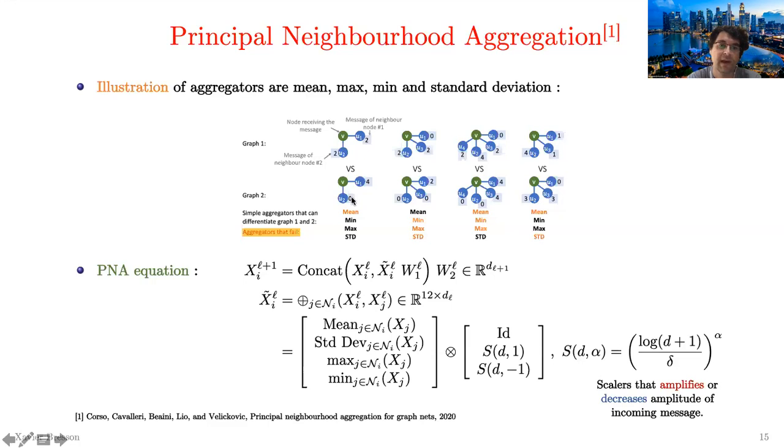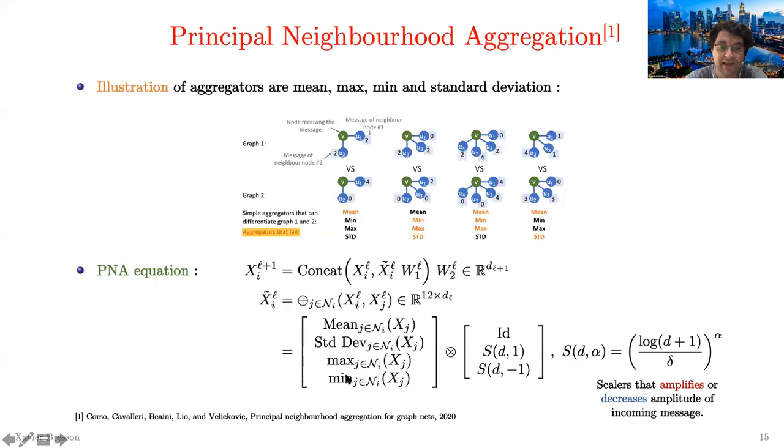What happened here is that they list the simple aggregators. They are in orange when they fail, and in bold when they succeed. Depending on the neighborhood structure and also the values of the features, sometimes mean is going to fail, sometimes mean is going to succeed, and so on. So the idea is, let's use all these simple aggregators together. What they do is concatenate the aggregators: mean, standard deviation, max, and min.